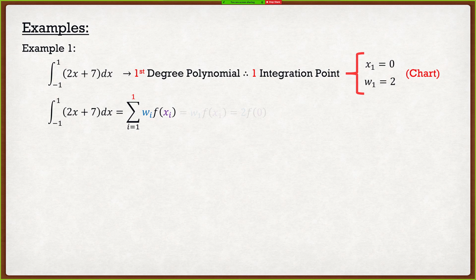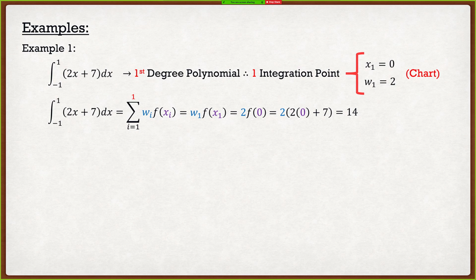So this actually gives us a single term: w1 times f of x1. Our chart says that our weight w1 is equal to 2, and x1, our integration point, is equal to 0. So we're going to evaluate the function at 0 and then multiply it by 2. If we do that, we have 2 multiplied by 2 times 0 plus 7, which gives us 14.